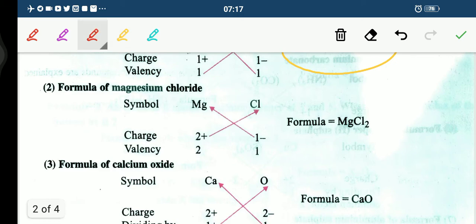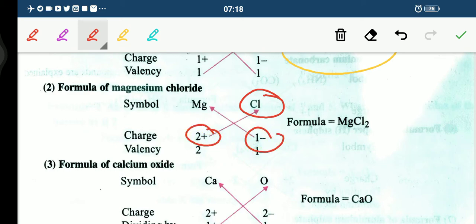Remember this thing, we are not writing the charges. We just simply have to write the symbol. Fine. That is the main formula. So you can see here Mg is magnesium, and Cl is for chloride. Simply write down the charge or valency. Charge is +2 and -1. And what about valency? It is 2 and 1.